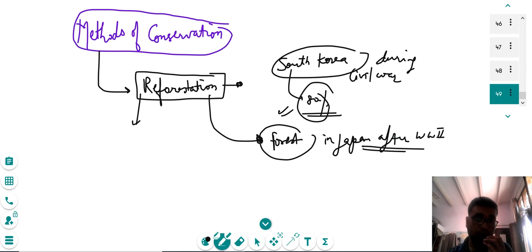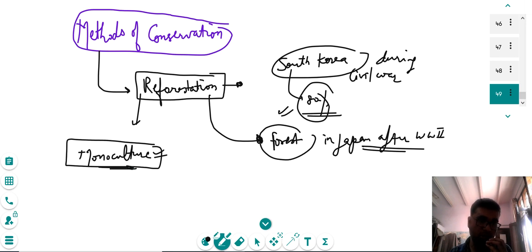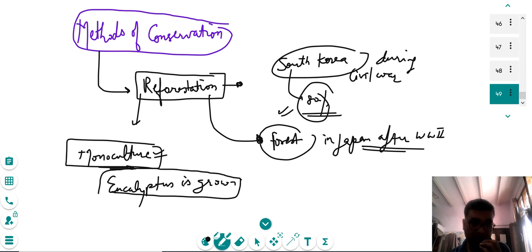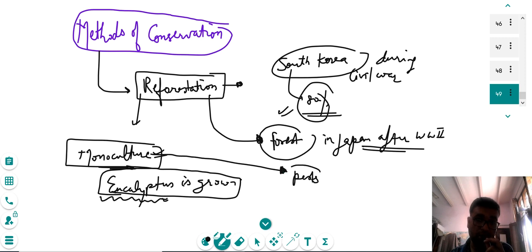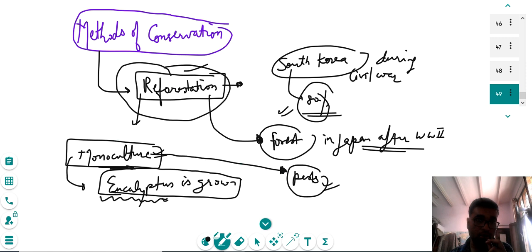But if you are doing reforestation through monoculture, the same species, for example, eucalyptus is grown at massive scale in India, and eucalyptus is a water intensive plant. So eucalyptus has reduced the water level and, instead of increasing biodiversity, has damaged many aspects of biodiversity. Monoculture also increases the susceptibility of the forest to pests and other biological threats. So monoculture is not a good practice, but reforestation with multiple species is a good practice. So this was reforestation, the first method of conservation.